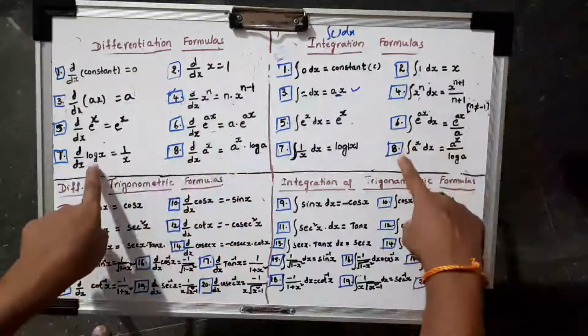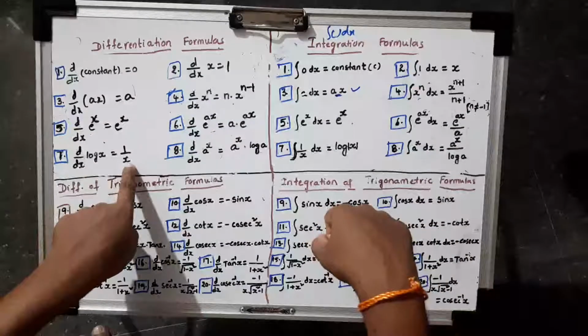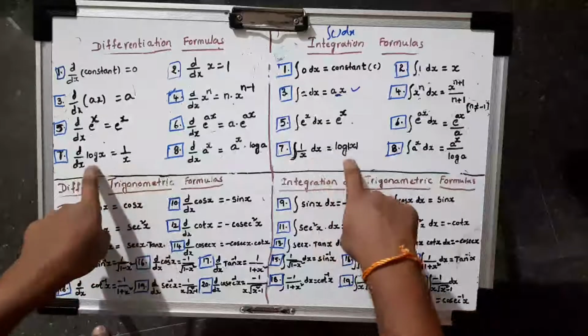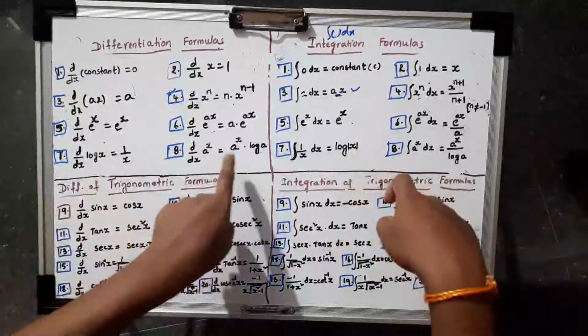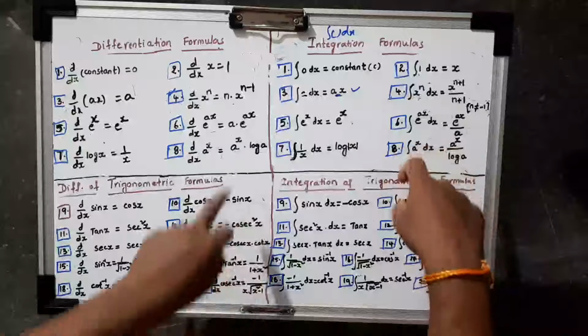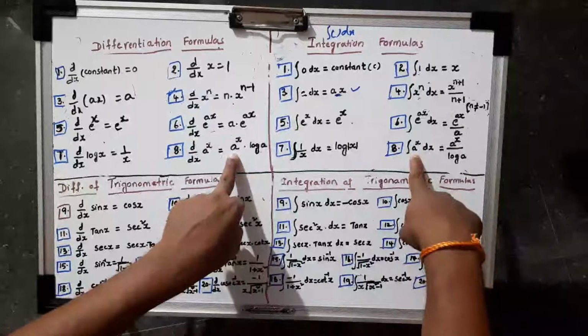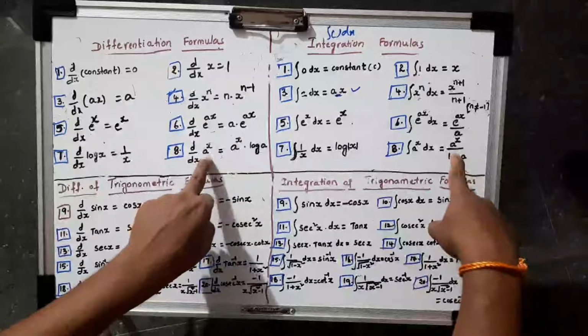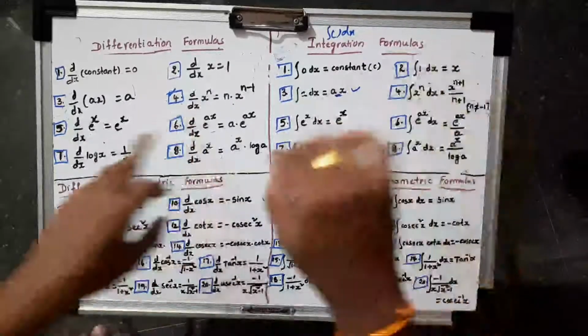Here log x derivation is 1 by x. Then 1 by x integration is log x. Derivation of a power x is a power x log a, but a power x integration is a power x by log a, where log a comes to the denominator.